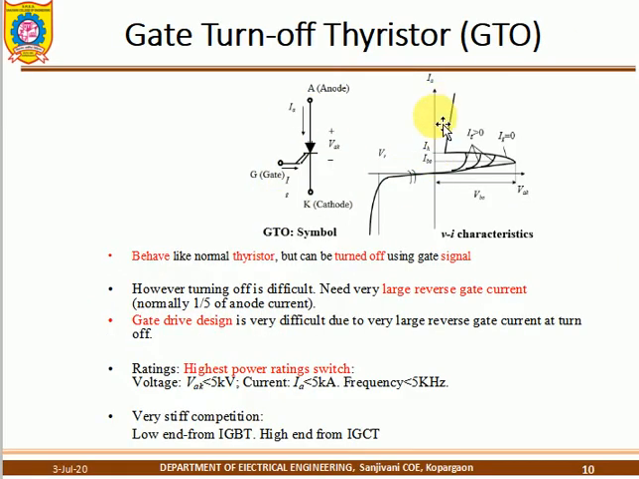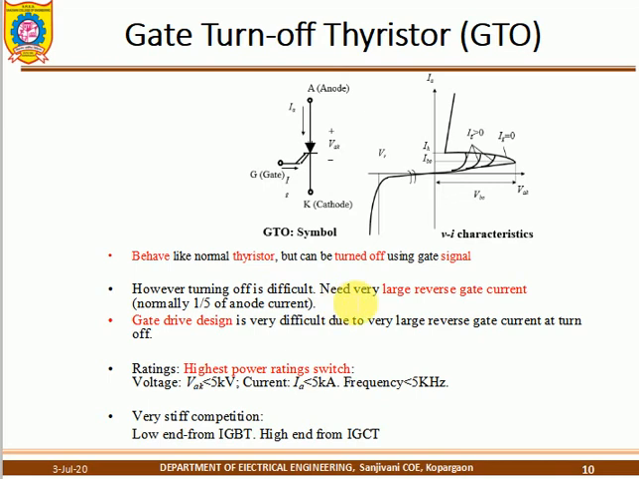This is the symbol of the GTO. Another is the VI characteristics of the GTO, particularly how to turn off the device. With the GTO, controlled turn-off methods are possible.